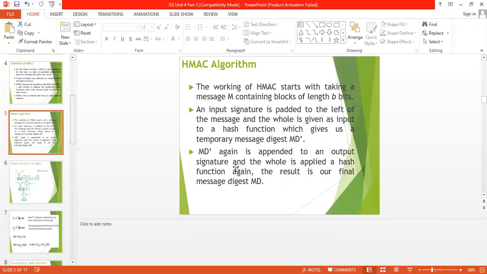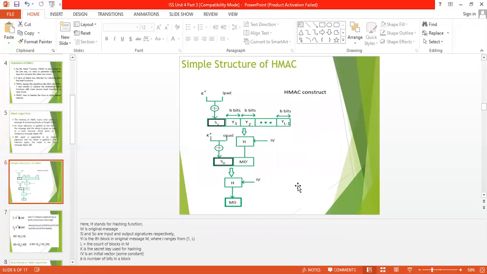The example shows the simple structure of the HMAC, where these are the b bits Si, and S0 is the input, and MD is the message digest, H is the hash function, and IV is the initialization vector that is provided in the hash function.